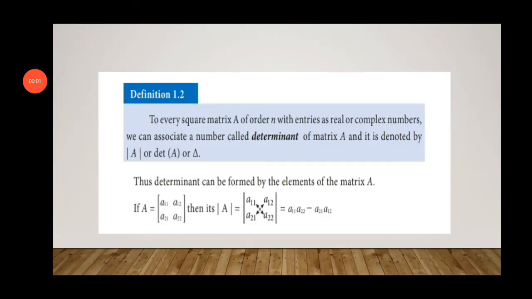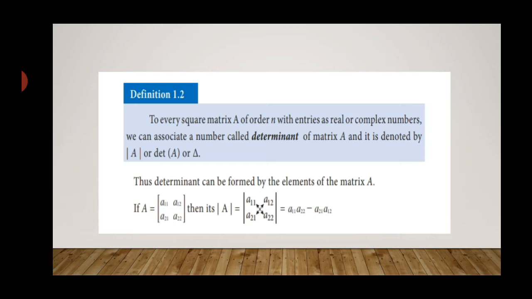Okay, this is an important topic which we need to learn for this year. This is about determinant. Let's see the definition. To every square matrix A of order n with entries as real or complex numbers, we can associate a number called the determinant of a matrix, and it is denoted by the modulus symbol.